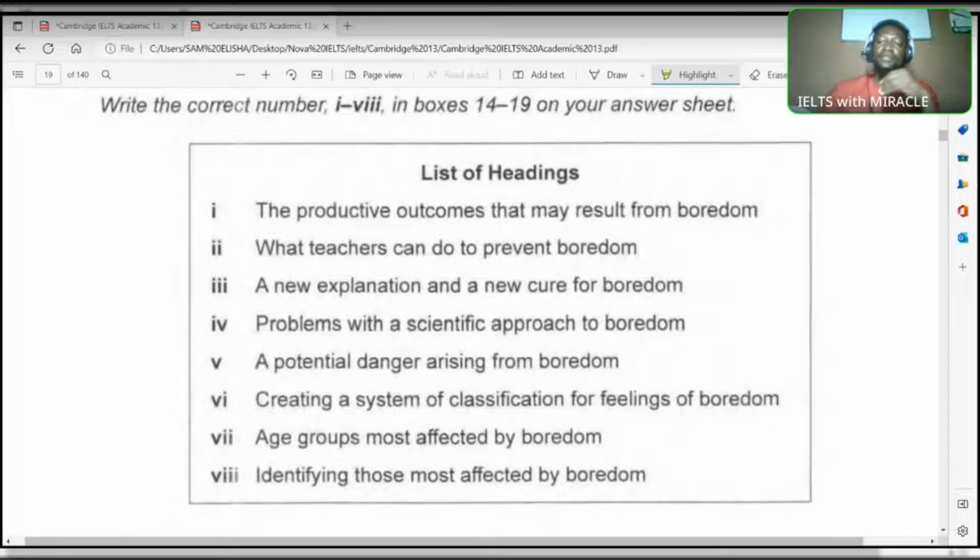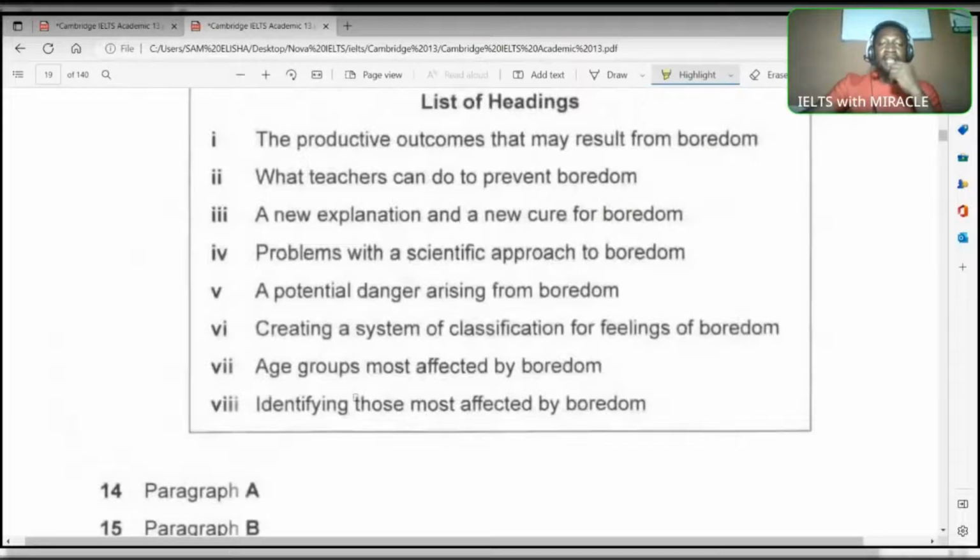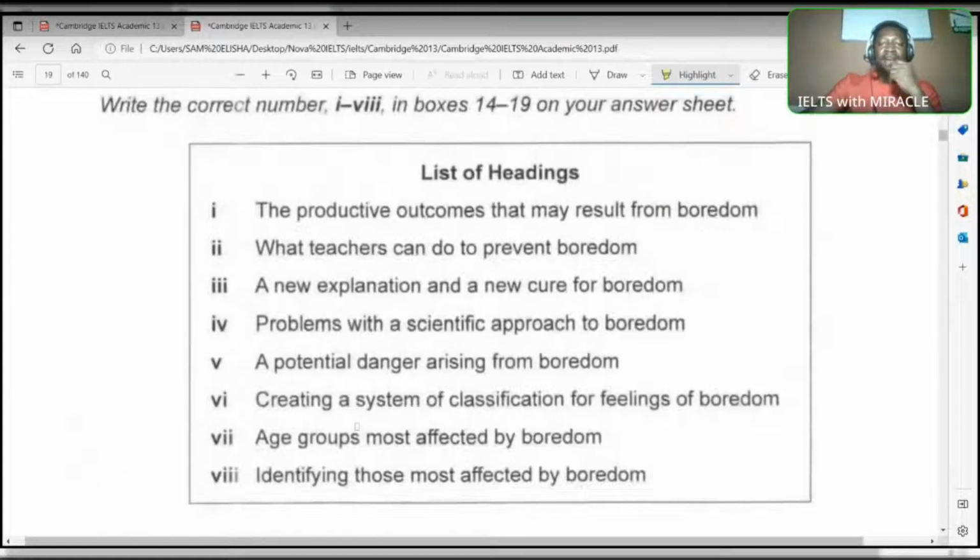So they give you a passage that will be paragraphed. The paragraphs will be lettered, like you have here. So we have paragraph A, paragraph B, paragraph C, and all that. And here we have a list of headings. Now your job is to match each heading with the appropriate paragraph.